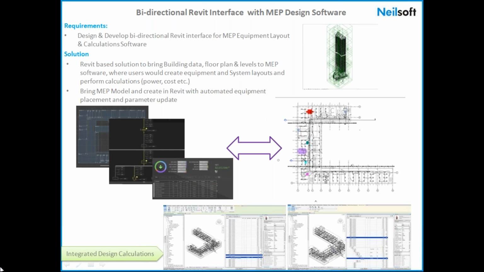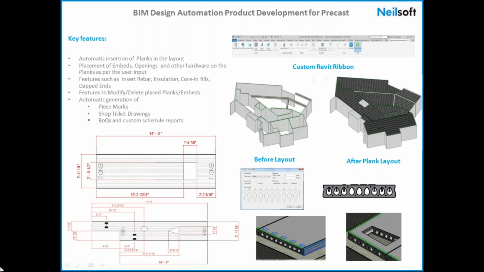So this is a bidirectional Revit interface that was developed, and this was part of the overall BIM implementation strategy. So starting with creating the families where we know what parameters, how the family is going to be governed, how the parametric families are to be created, and then essentially integrating this with their MEP design software. This is the last slide of my presentation.